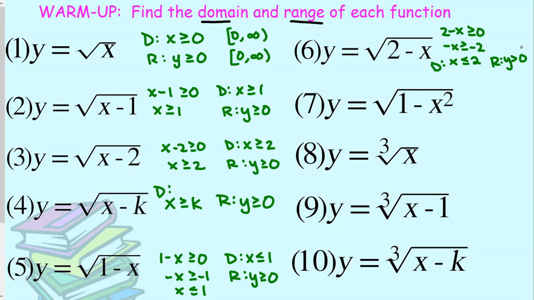Let's go ahead and do 8, 9, and 10. So if you think about what we previously learned about the cube root function, and even if you want to picture it, you have something kind of like this. Remember, the domain is all real numbers, and the range is all real numbers. Well, if you shift it 1 to the right, or k to the left or the right depending on the value of k, you're going to still have all real numbers for your domain and your range.